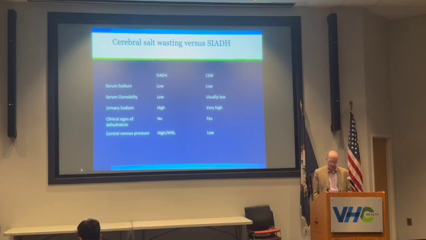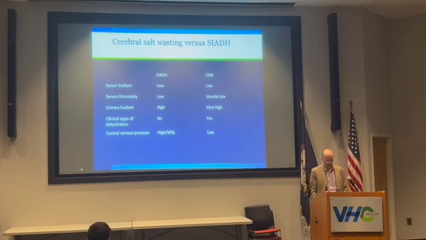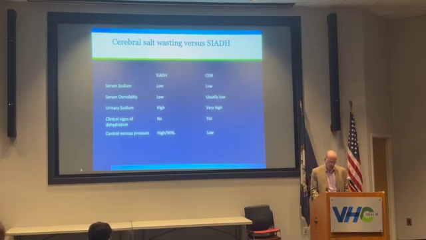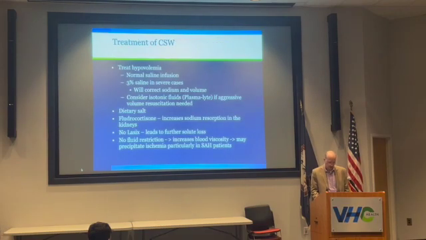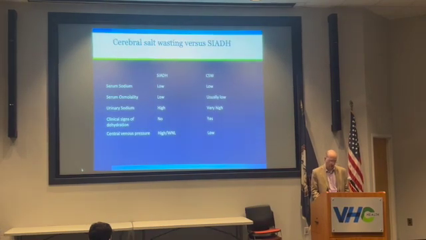Probably the most sensitive ways to assess this are looking at central venous pressure and looking for clinical signs of dehydration: dry mucous membranes, tachycardia, loss of skin turgor. The reason it's so important to distinguish between these two is that fluid restriction in the setting of cerebral salt wasting can be catastrophic.